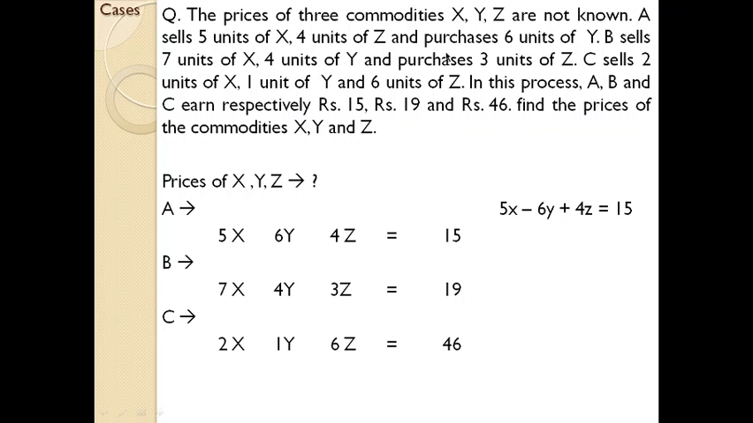Next one. He purchases 6 units of Y. He has spent a certain sum of money for acquiring 6 units of Y, so his cash balance is decreased. So it is minus 6Y. And finally 4Z. He has sold 4 units of Z. So there is a sale. 4 units of goods of Z are sold. So when a sale comes, the income of A is increased. So we are using plus.